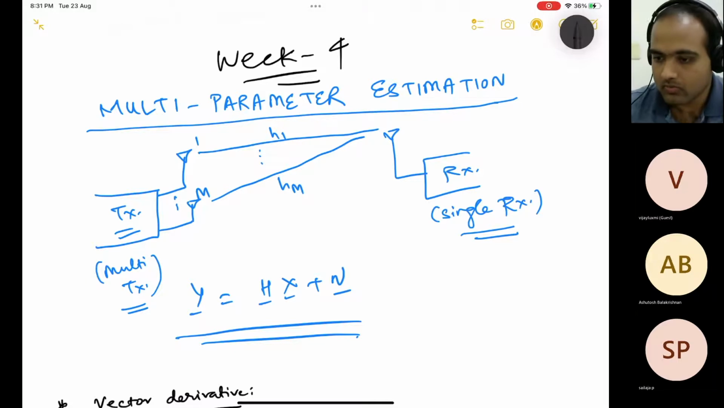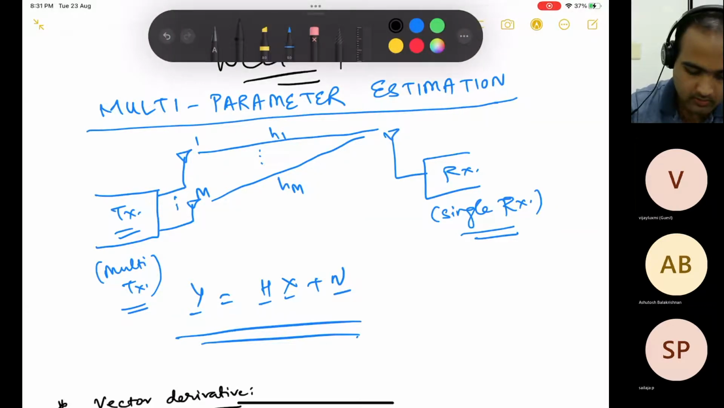All right, welcome to the session, week 4 of NPTEL course, signal estimation for MIMO OFDM wireless communications. And in today's course, we will be continuing the multi-parameter estimation, which we left in the previous class.